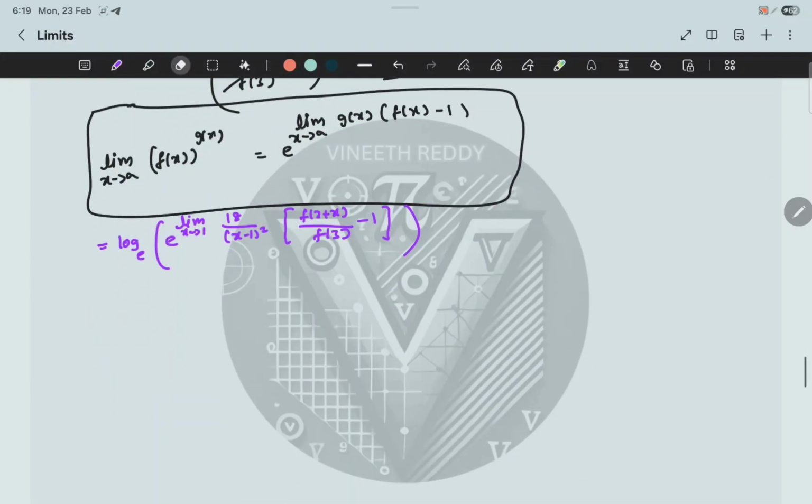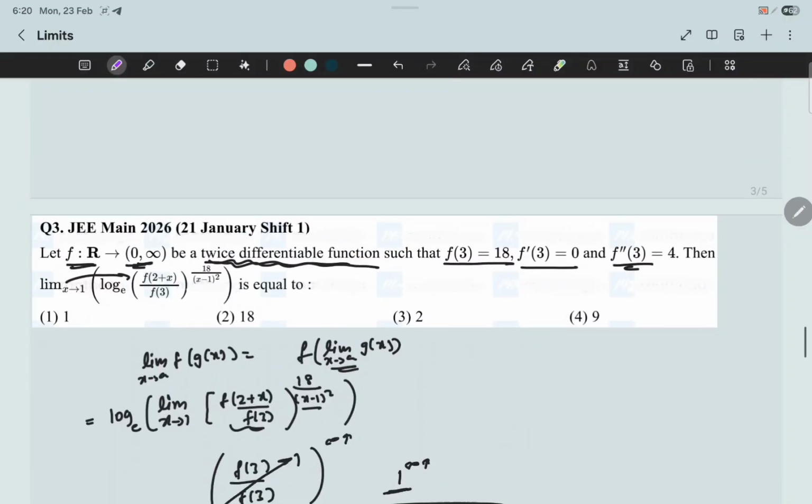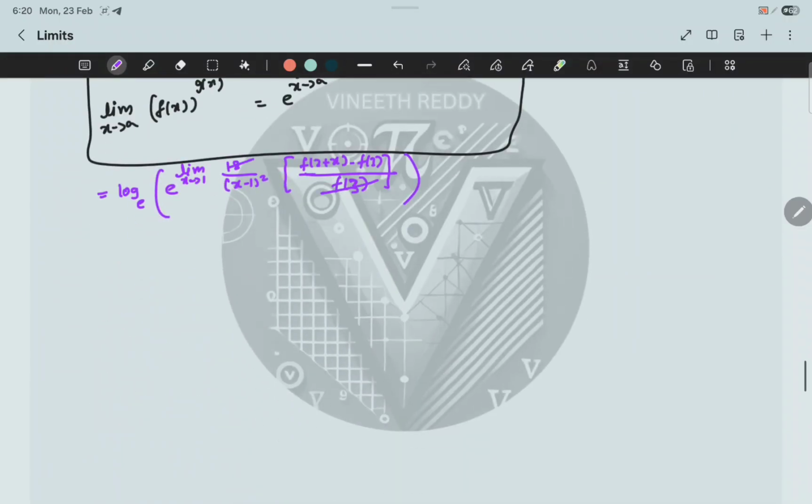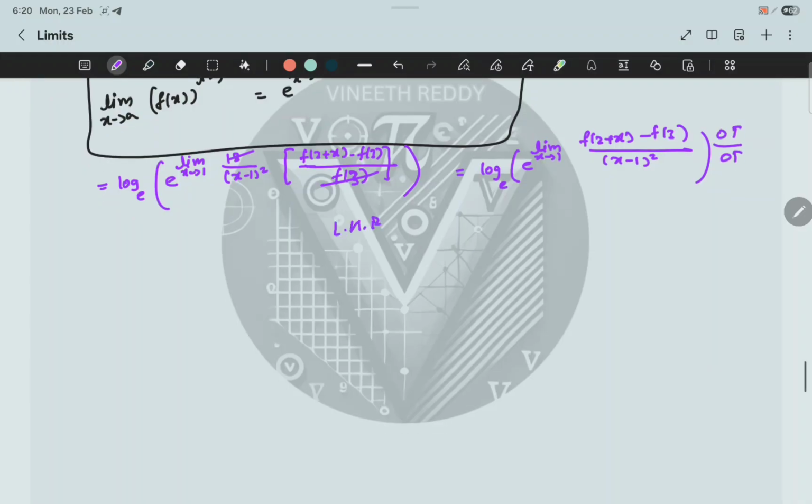Of course, here we can further simplify this by writing it as minus f of 3 divided by f of 3. And if I rightly remember, f of 3 is 18, perfect. So we can cancel this and this. So ultimately we get log e power limit x approaches 1 of (f of (2 plus x) minus f of 3) divided by (x minus 1) whole square. Now if I replace x with 1, the numerator will approach 0, the denominator is also approaching 0. So we can apply L'Hopital's rule.